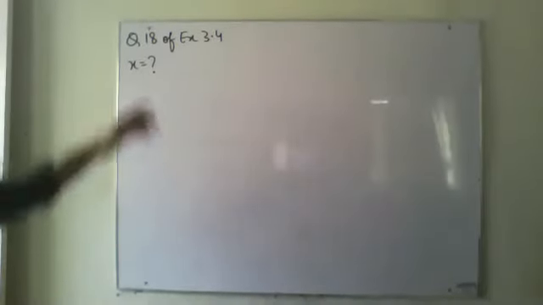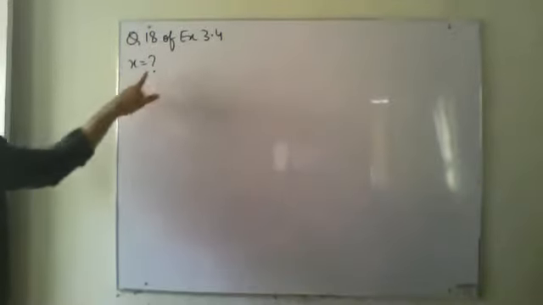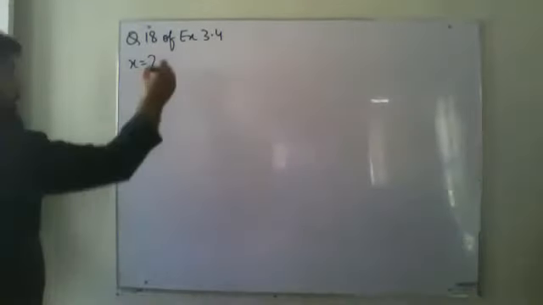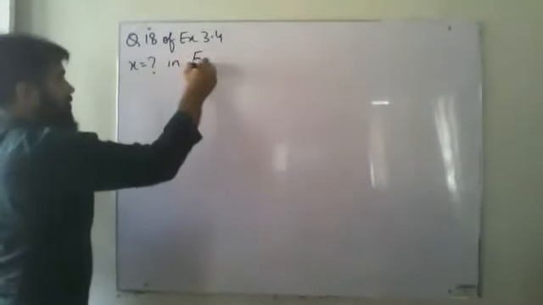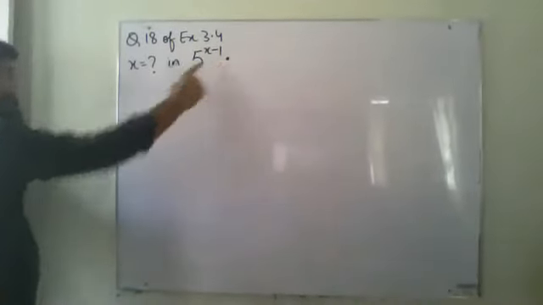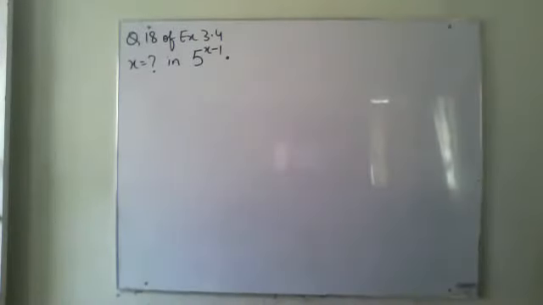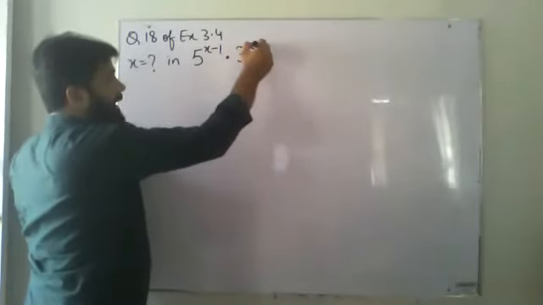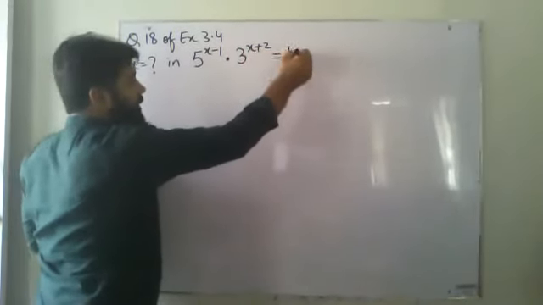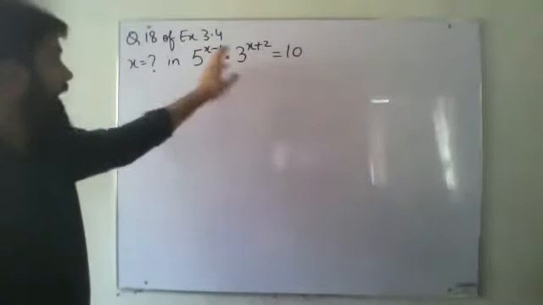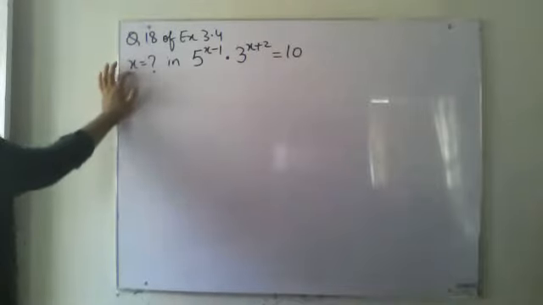Next. Okay, this is my question. Question number 18 of exercise 3.4. They are telling us to find x in the given question, and the question which is given to me is 5 to the power x minus 1 multiply by, this dot is showing multiply sign over here. Be careful, this dot is showing multiply, 3 to the power x plus 2 equals to 10. Okay. Now I have to solve this one, and I have to get the value of x over here.